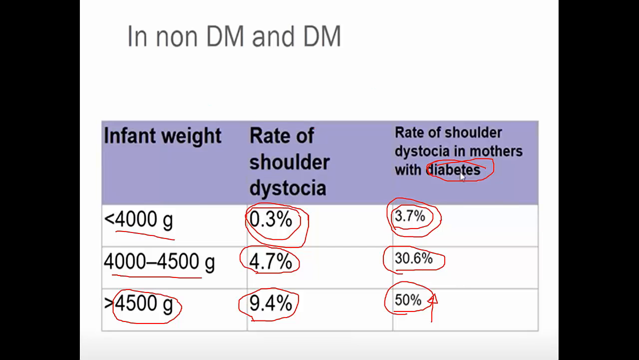It is difficult to memorize this, but to compare: as infant weight increases, the rate of shoulder dystocia increases, and if the mother is diabetic there is a higher risk compared with a normal or non-diabetic woman. Okay, is it clear?